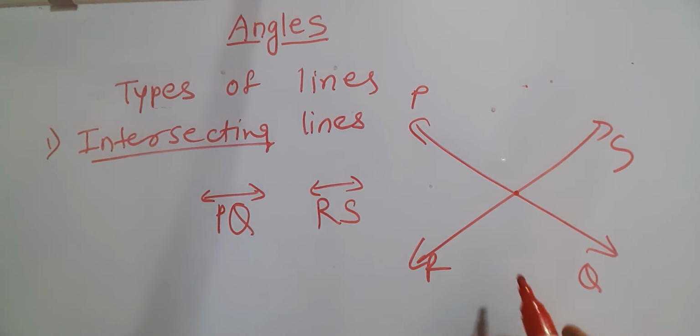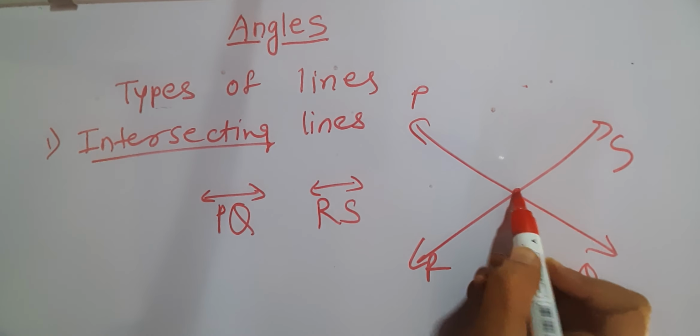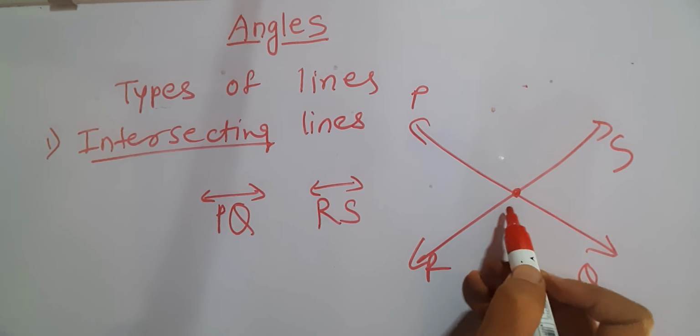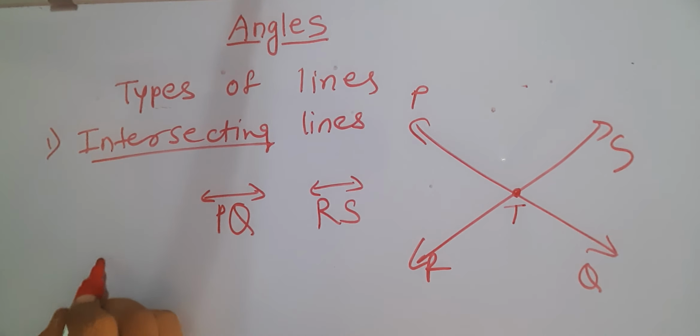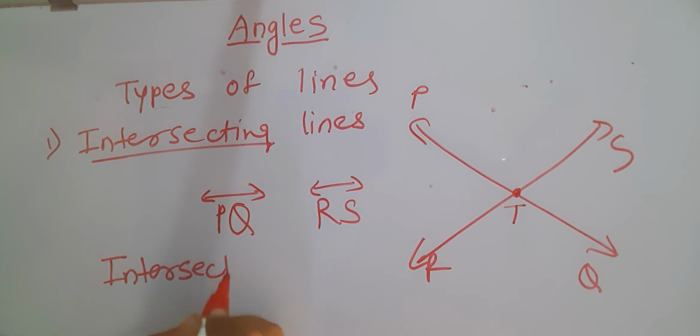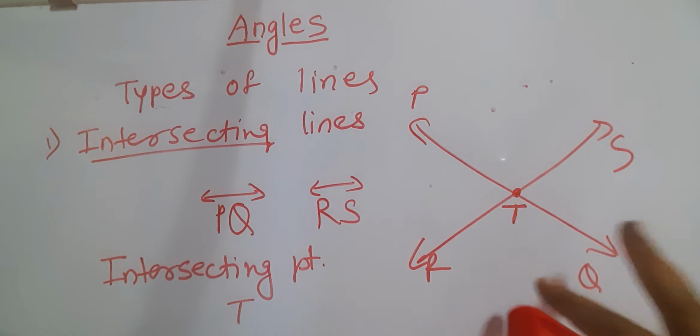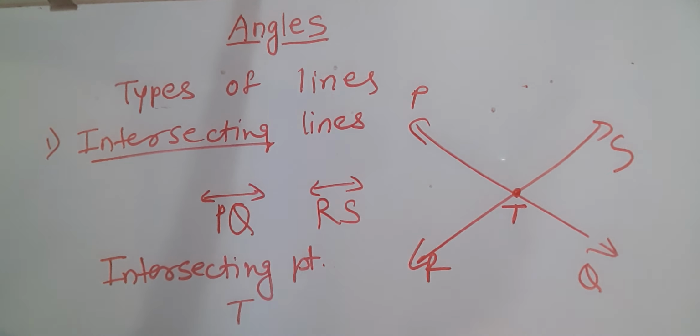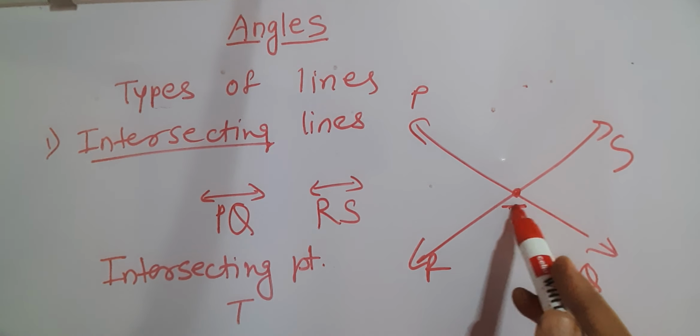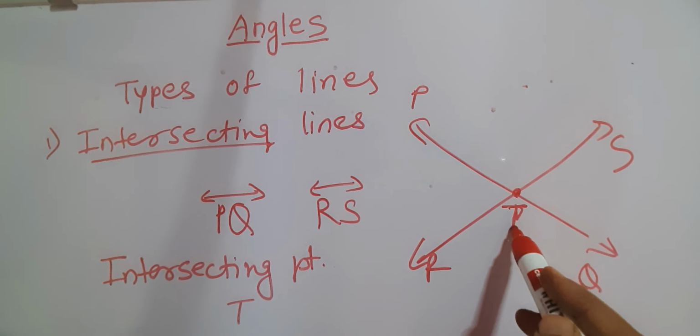Now the point at which these two lines meet is called the intersecting point. So here point T is an intersecting point. This type of question they ask in exams, show the intersecting point and all that. So two lines which are meeting at a common point are intersecting lines, and the point at which they meet is known as the intersecting point.